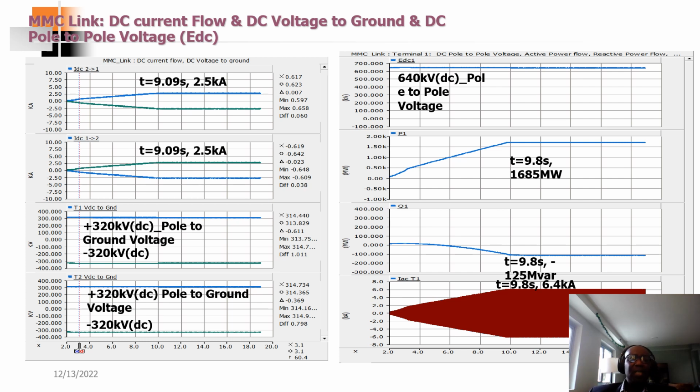Now let's talk about the DC link: DC current flow, DC voltage to ground, and DC pole to pole voltage, right? So for the DC current, 2.5 kiloamps, I was able to achieve it within 9.09 seconds. Okay, so this is the steady state operation DC current that flows, right? From MMC2 to MMC1, from MMC1 to MMC2.